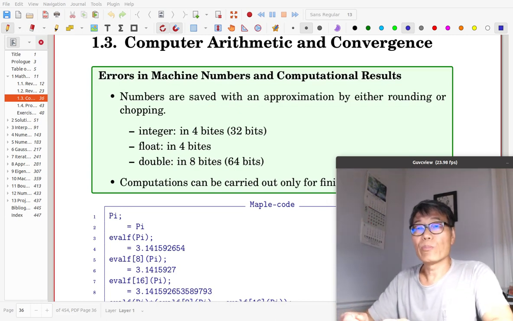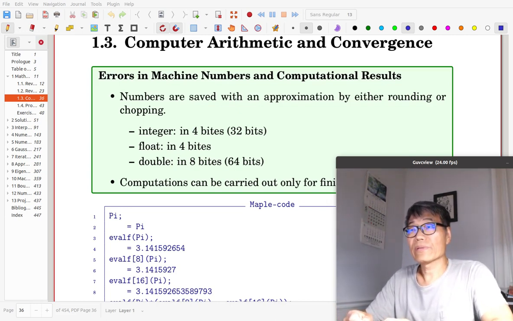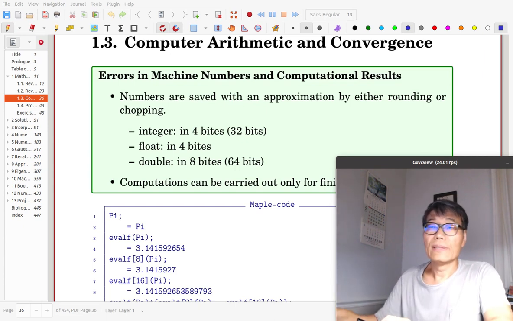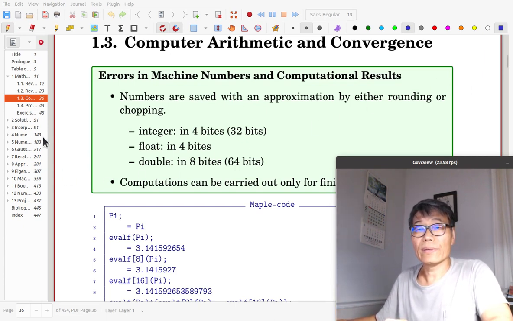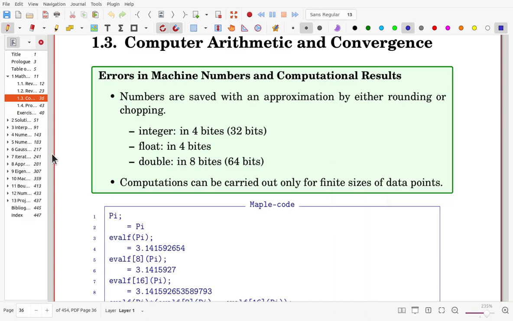It is section 1.3, computer arithmetic and convergence. Numbers are saved with an approximation by either rounding or chopping. It is particularly true for real numbers. Integers are saved in 4 bytes, which is the same as 32 bits, and floating point numbers are in 4 bytes, and doubles are in 8 bytes, 64 bits.